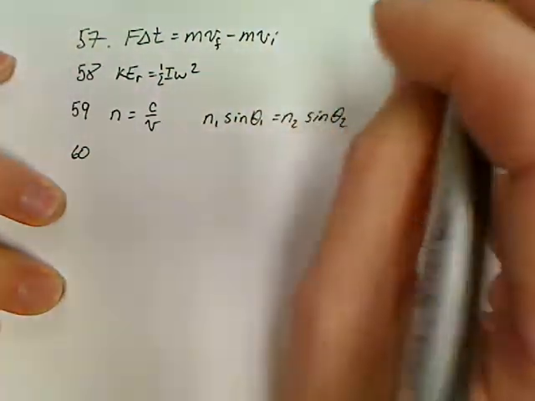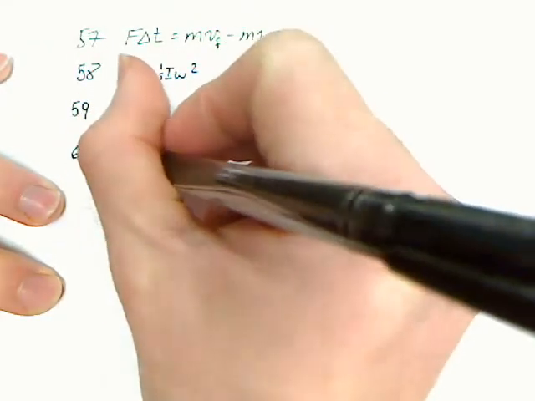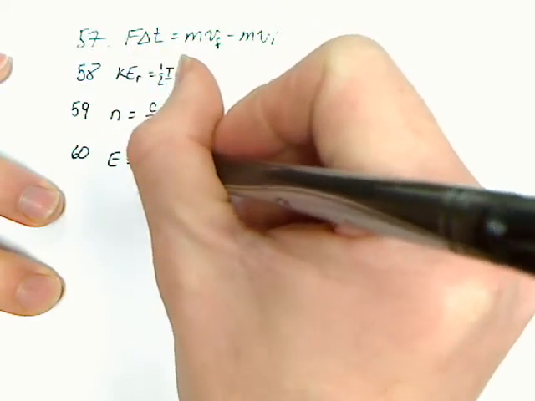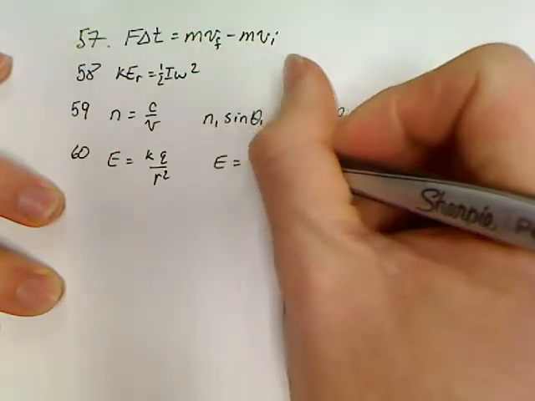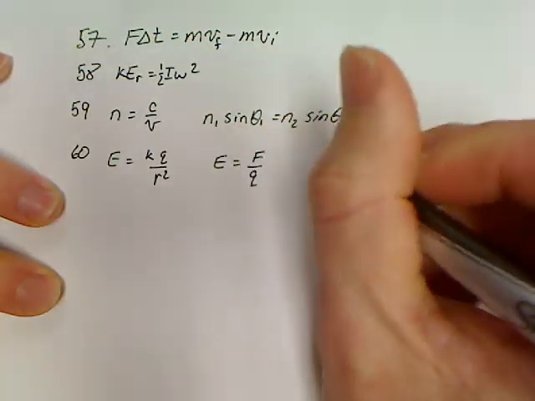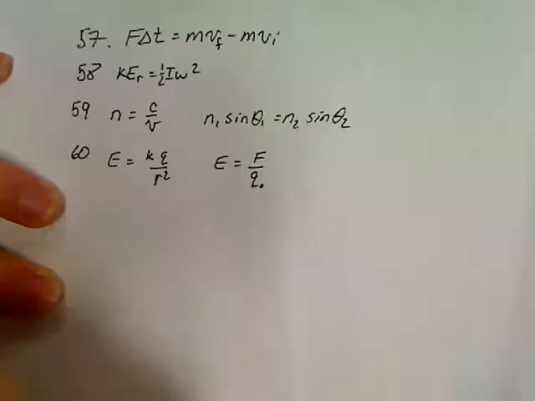60, two equations for electric fields. E is equal to, and several of you missed this, and this is what you just did, kQ over r squared, and E is equal to F over q. Technically, there's a little circle on that one.